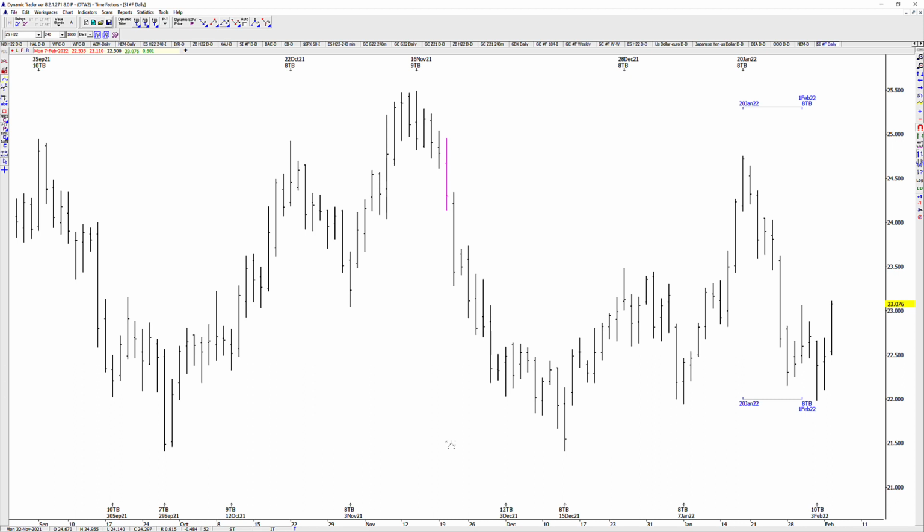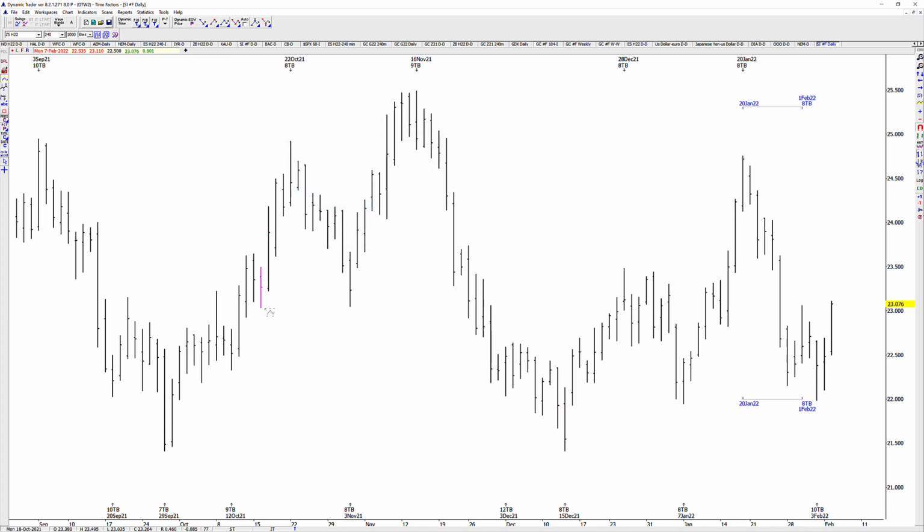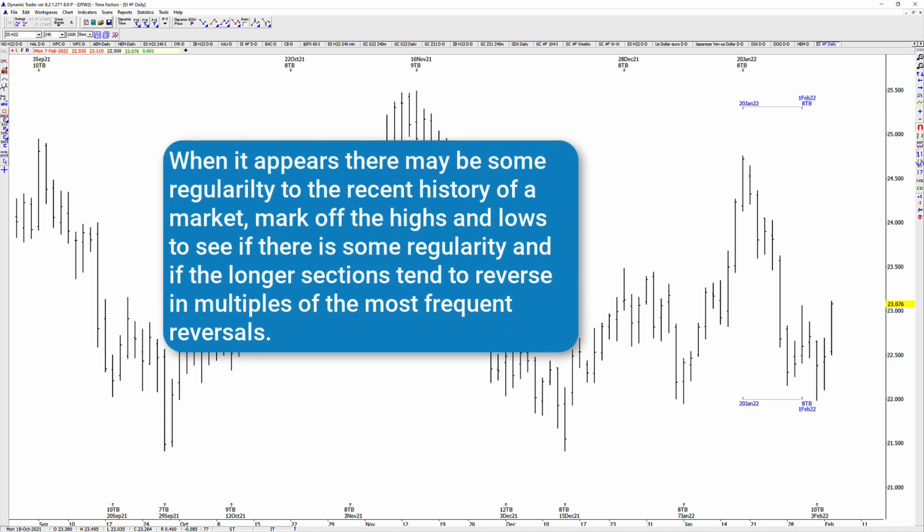And the one thing we want to just caution before leaving this section is that every market doesn't have a tight range of reversal cycles. So once again, when you start marking off the highs and the lows, and if you see several that are in a tight range within a bar or two, and the other sections are multiples of the most frequent cycle, usually you can break it down and you'll see that around half of those larger degree trends, usually somewhere about halfway, there was some kind of reaction.